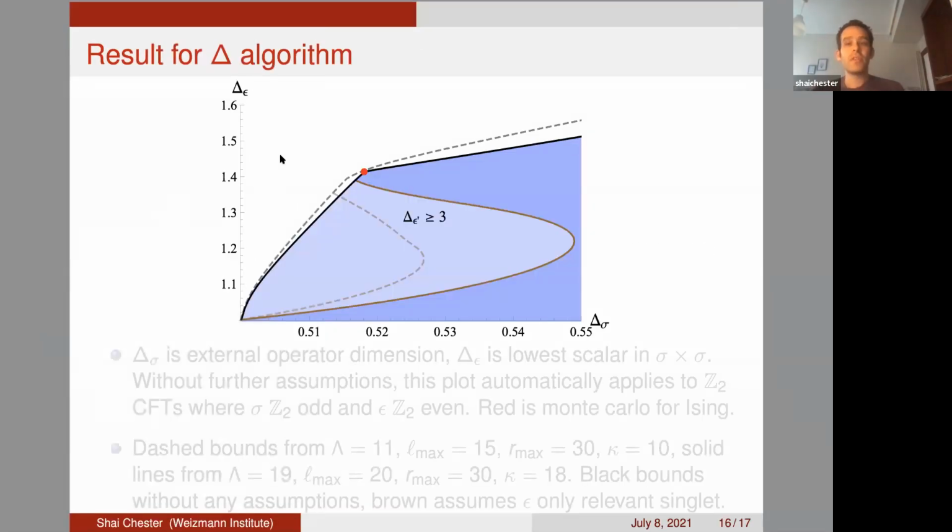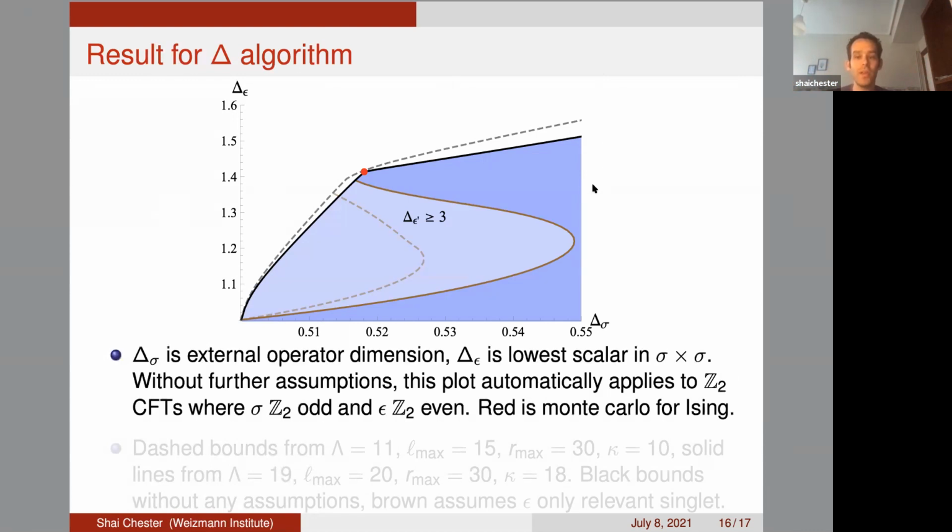Okay, so now let's show what the answer would be if you just ran the algorithms I just showed you many times, which is exactly what you can do at home. Because as you saw, each run took like 10 seconds. So let's first describe the results for the scaling dimension algorithm. In this plot, the x-axis is the value of delta phi, which in this case I'm calling sigma, because I'm defining sigma as the lowest dimension Z2 odd operator. The y-axis is the bound which we were putting on the lowest dimension scalar, which I call delta epsilon.